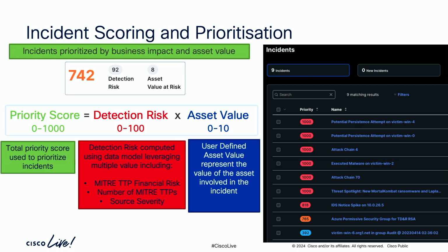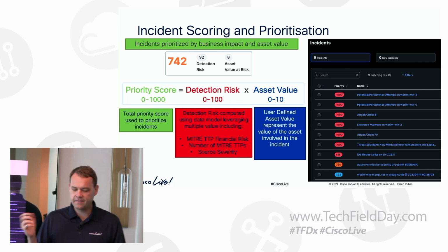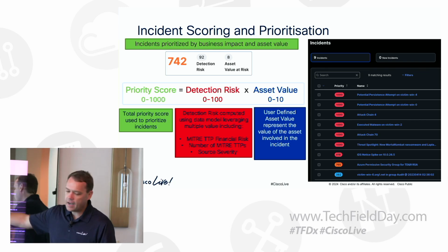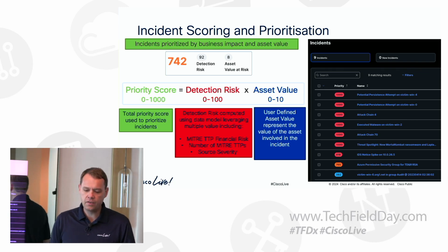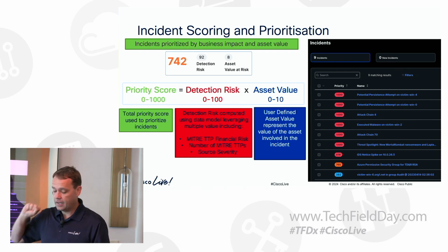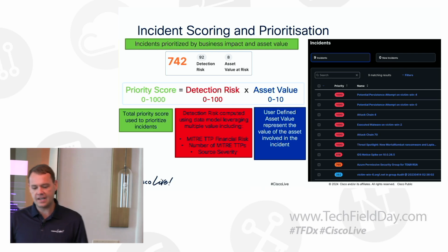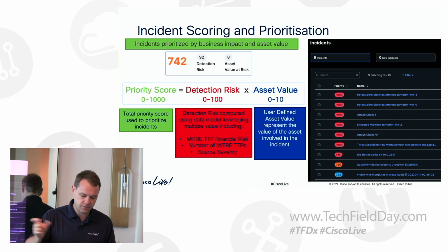I'll make a note about this in the next slide, I believe. Or no, actually I took it out. The asset value is default at 10. That is right now the only user configurable value that can actually influence the scoring. It's configured on the asset inventory or the asset page for an asset. Just set the value of it.